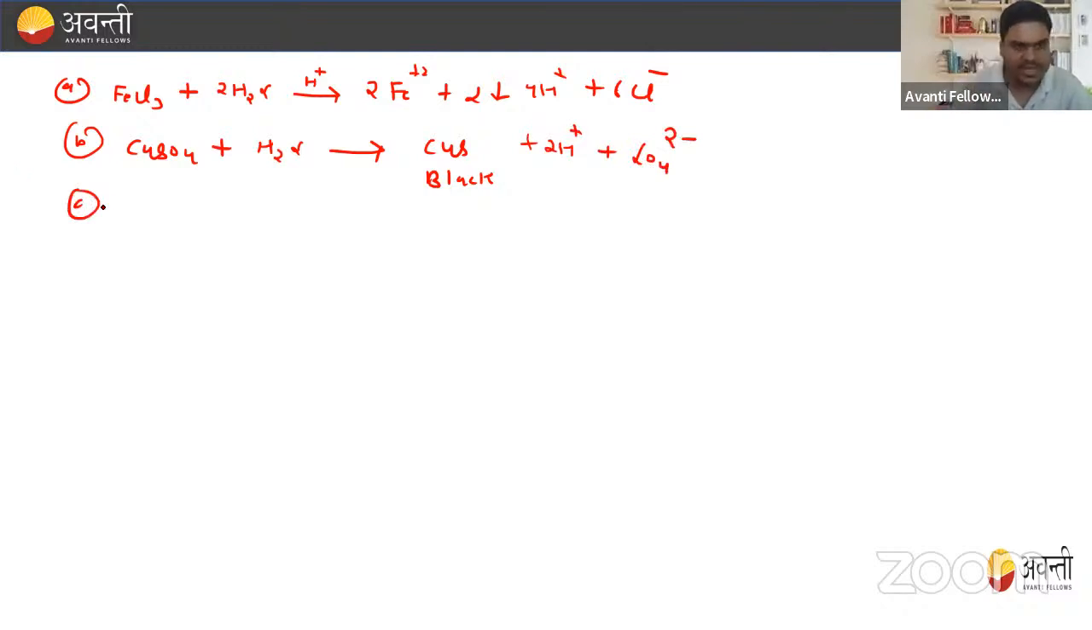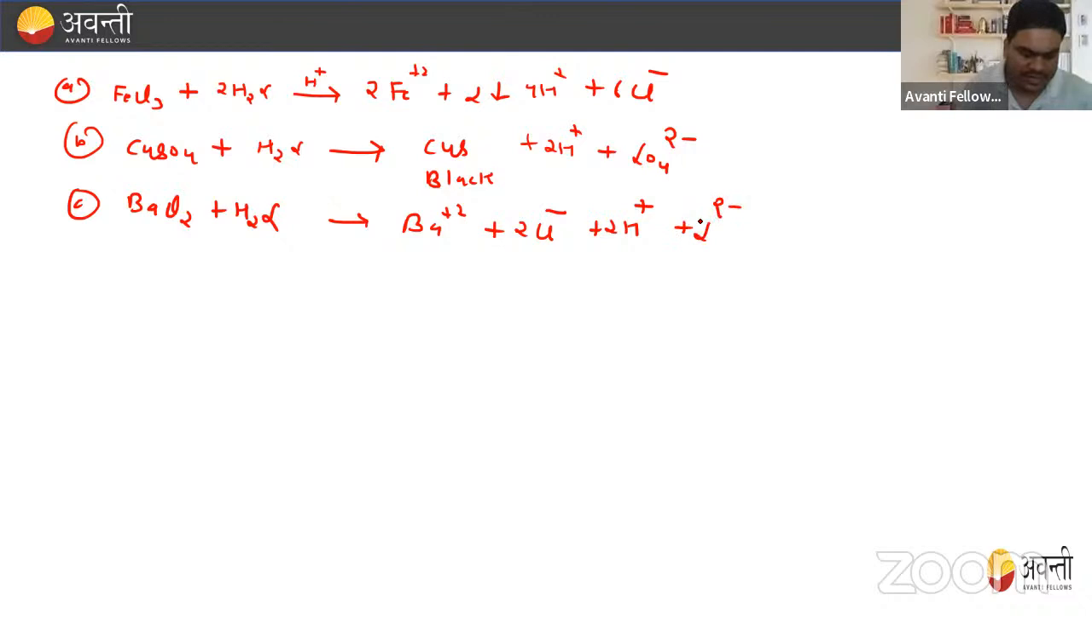Similarly, when BaCl2 is treated with H2S, it will give us Ba2+, 2Cl-, 2H+, and this is nothing but H2S2-, right? Similarly, when we treat SO2 plus 2H2S, this will give us nothing but 3S plus 2H2O, right?